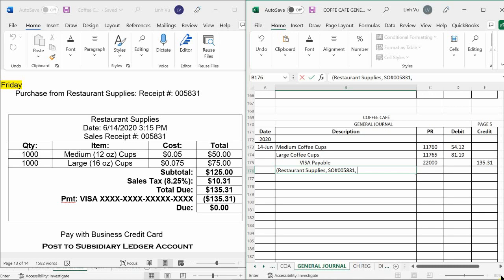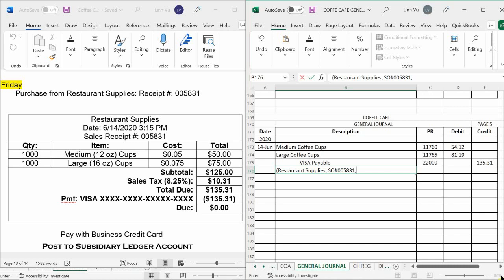Okay, put Visa on it. In this case, the journal's already self-explanatory. You already know that you're buying medium and large cups, and you know that you paid with the Visa credit card. So in this case, you could put that in your ledger, yes.